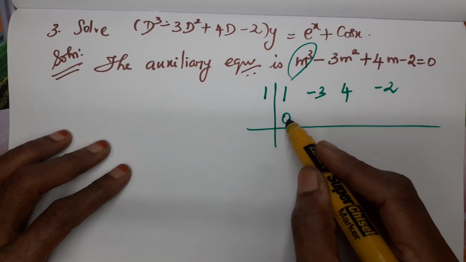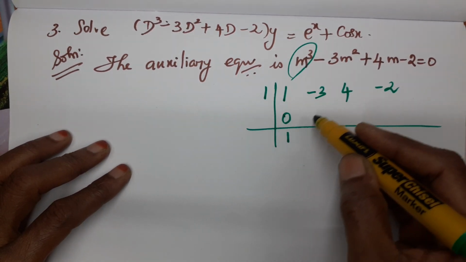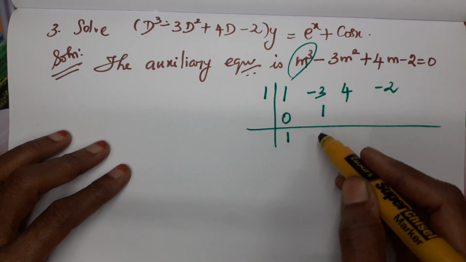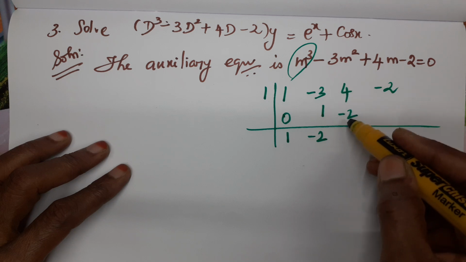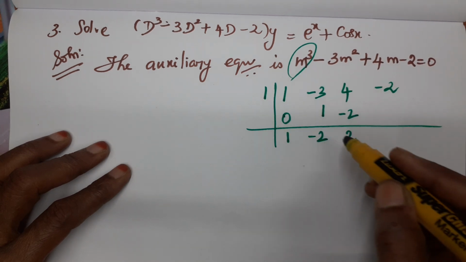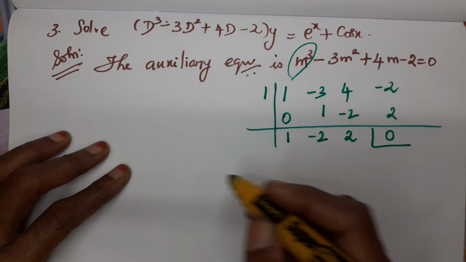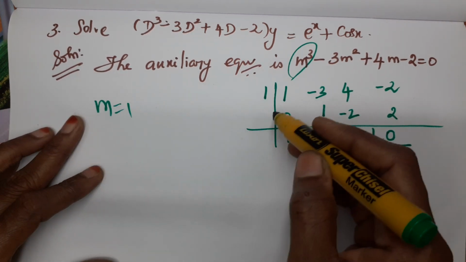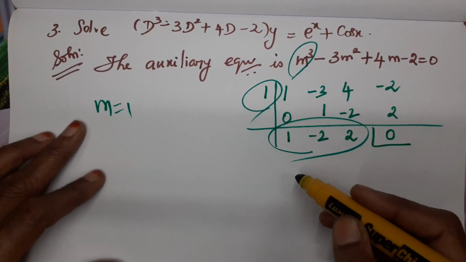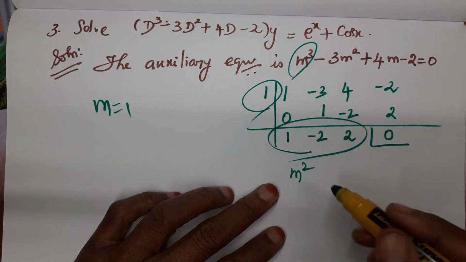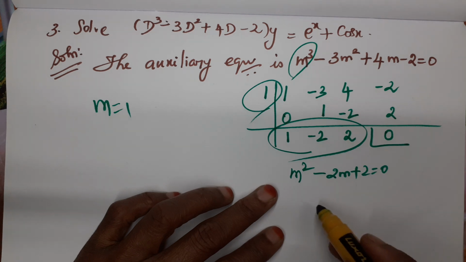I have to take this value as 0. Adding these two, 1 plus 0 is 1, 1 into 1 is 1, minus 3 plus 1 is minus 2, then 1 into minus 2 is minus 2, 4 plus minus 2 is plus 2, 1 into 2 is 2, adding these two we get the remainder 0. So we got one m value as 1. For the other two values, we rewrite this as a quadratic equation: m squared minus 2m plus 2 equal to 0.